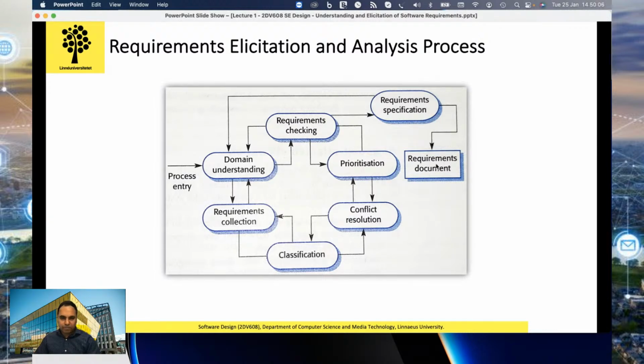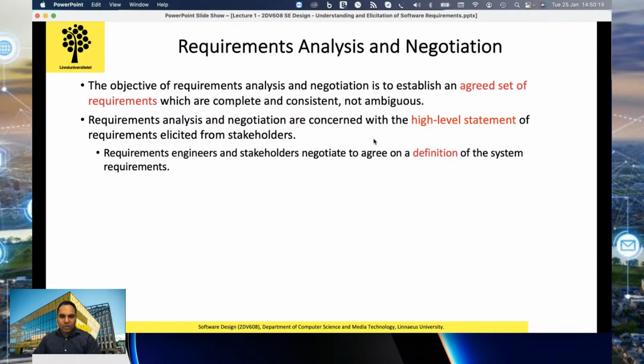So that's the process for creating the requirements document. Then once we create the requirements document, basically we are closed, or we are done with the requirements analysis. Now it's the time for implementation and delivery.